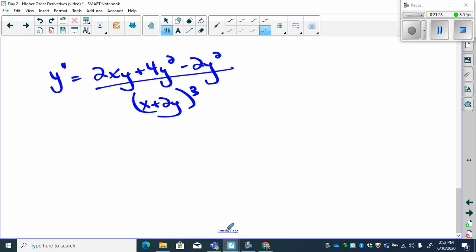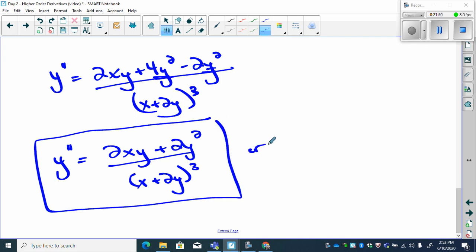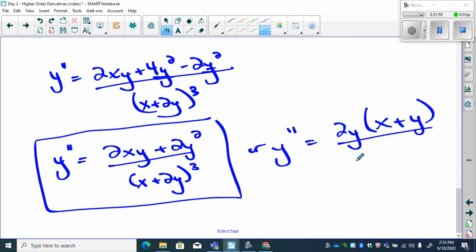And finally, I'll end up with y double prime equal to 2xy plus 2y squared. Okay, 4y squared minus 2y squared is 2y squared over x plus 2y to the power of 3. And that is great. You may see x plus y over x plus 2y cubed. Okay, 2xy, 2y squared. This is also fine.